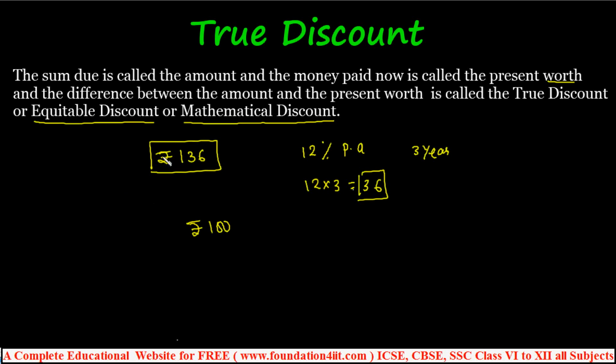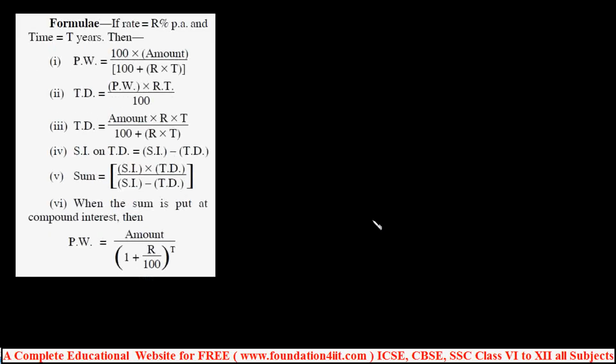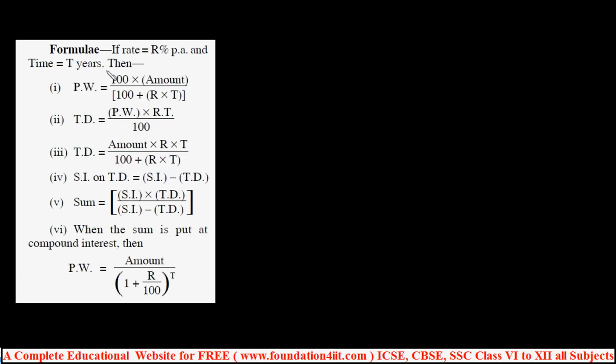Based on this topic, I'll show a few formulas here. Observe once. If the rate of interest is R% per annum and time is T years, then PW, the present worth, is equal to 100 into amount by 100 plus R into T. This is for the present worth. And TD, true discount, is present worth into rate of interest into time by 100, or the same true discount is equal to amount into R into T by 100 plus R into T.